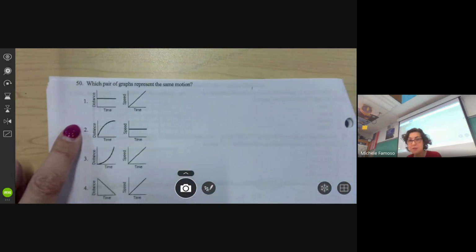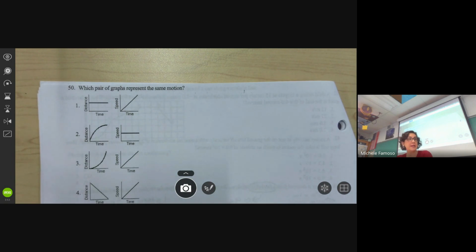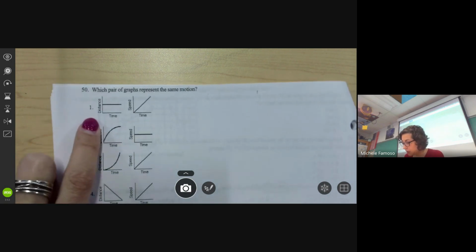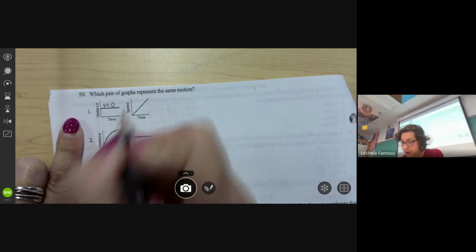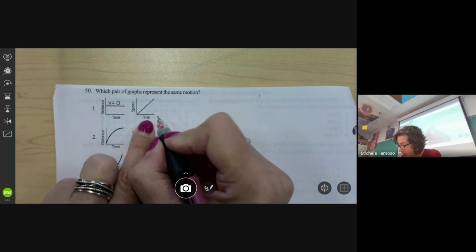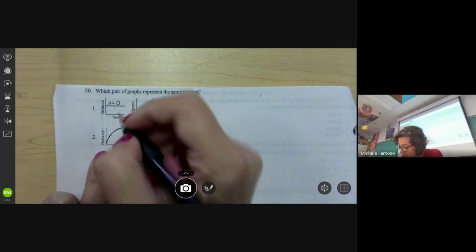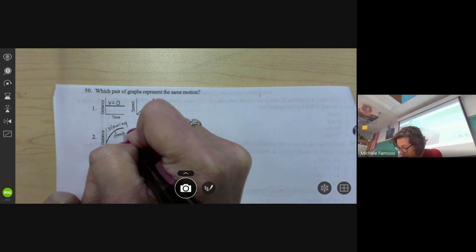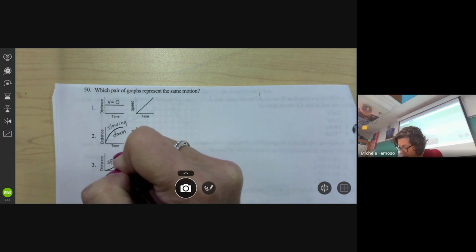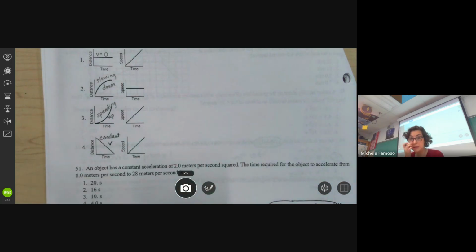Which graphs show the same motion? I'm going to do what I did with the last one, write descriptions. This distance-time graph in number 1 shows that the velocity is 0. You're not moving. This one shows us slowing down because the graph levels off. This one shows us speeding up because it's getting steeper. And this one shows us traveling with a constant velocity or speed.